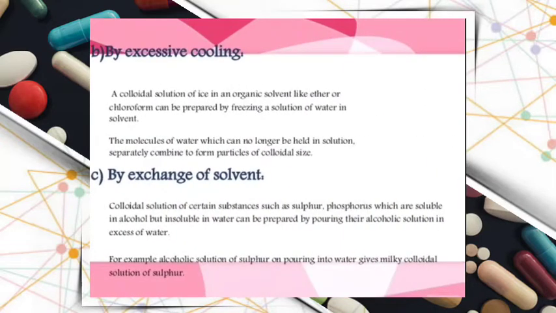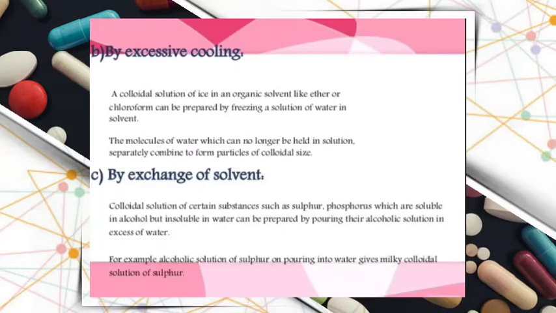Second, by excessive cooling. A colloidal solution of ice in an organic solvent like ether or chloroform can be prepared by freezing a solution of water in the solvent. The molecules of water which can no longer be held in solution separately combine to form particles of colloidal size.